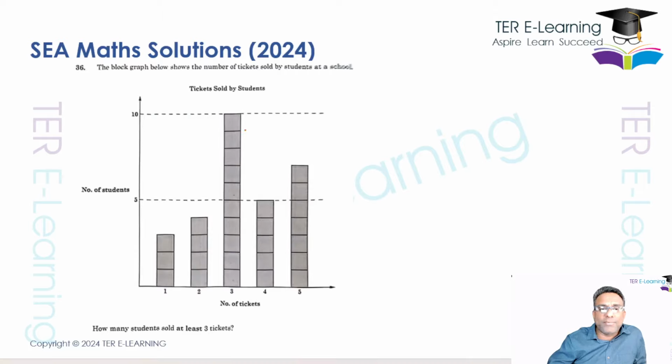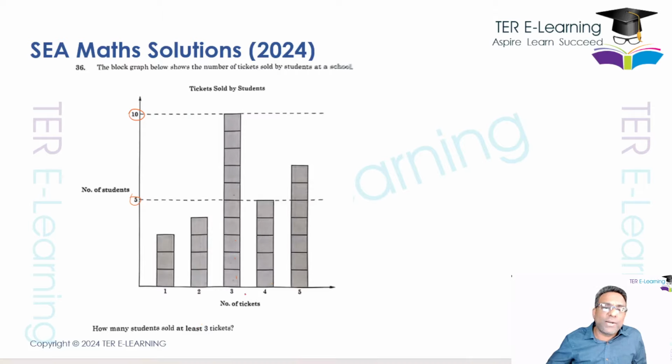So the block graph shows the number of tickets sold at a school. So we have number of tickets here, right? If you understand the scale here, we have 5, we have 10. How many students scored at least 3 tickets? Now let me just check something here. 1, 2, 3, 4, 5. Okay, so each block represents one student, right? Each block represents 1 student. So the question is asking how many students scored at least 3 tickets.